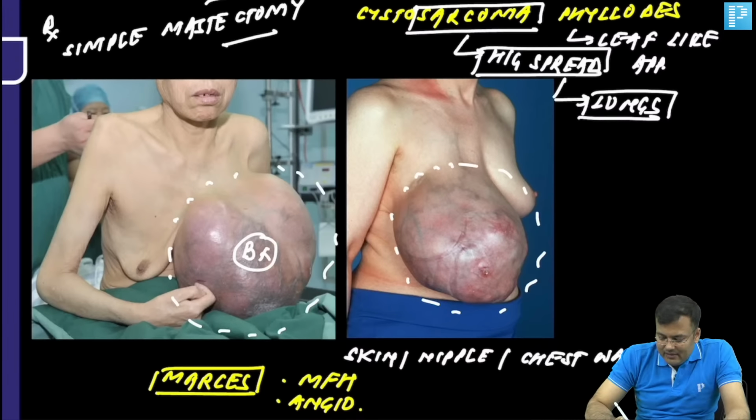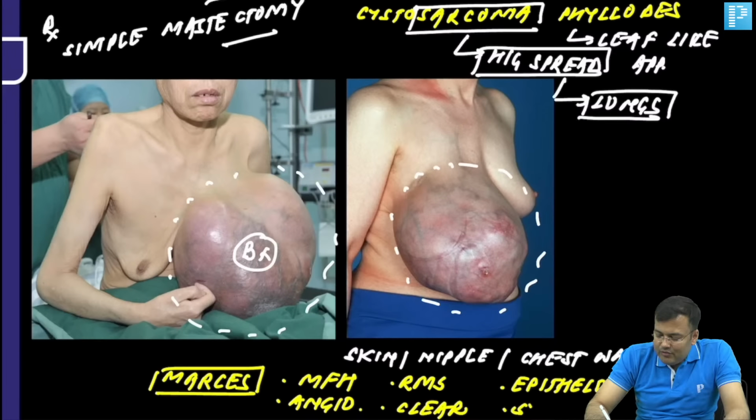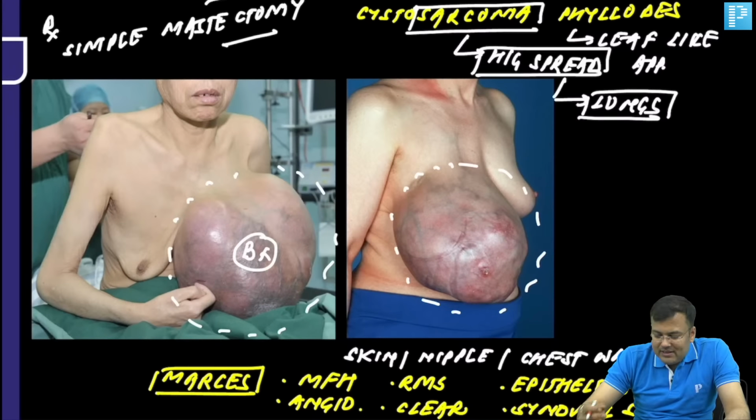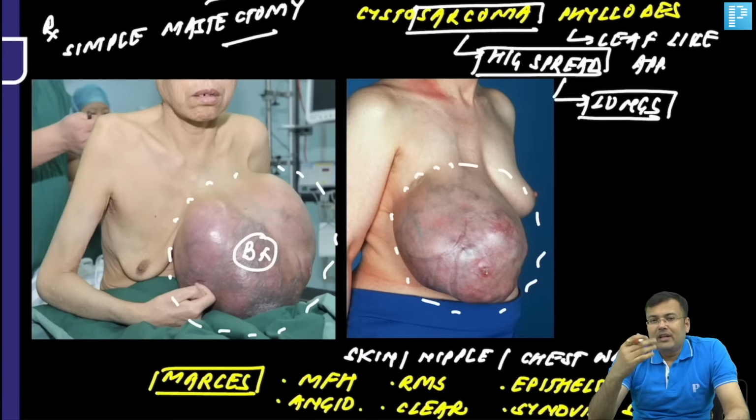Third, R, that is rhabdomyosarcoma. C, this is clear cell sarcoma. E, epithelioid sarcoma. S, that is synovial sarcoma. Easy, guys. So, malignant fibrous histiocytoma, angiosarcoma, rhabdomyosarcoma, clear cell sarcoma, epithelioid sarcoma, synovial sarcoma. These are the 6 sarcomas having lymphatic spread. That is why here we go for lymph node dissection. You will remember? Yes, very good. Next.